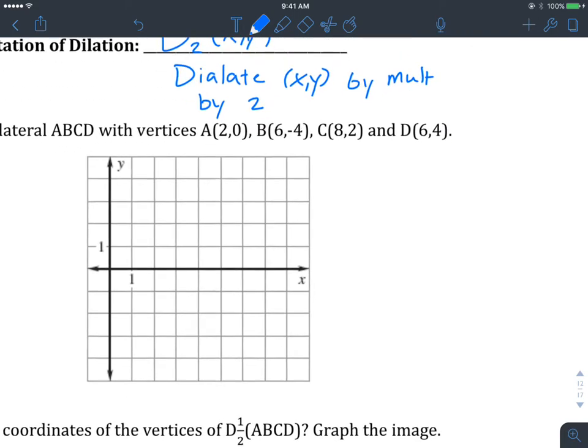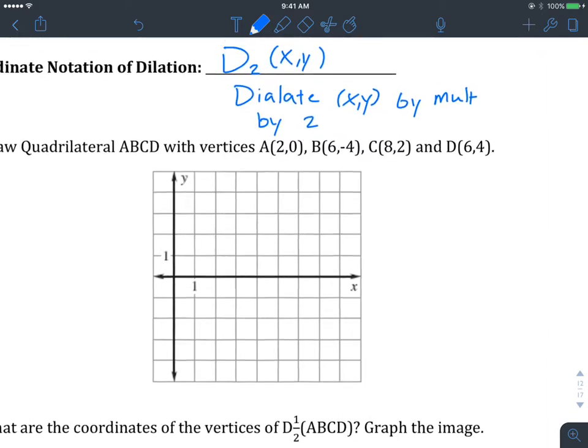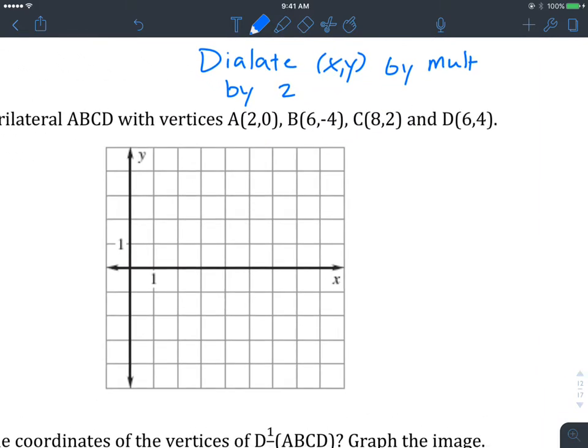So anyways, we're going to draw quadrilateral ABCD with those vertices. So 2 comma 0, there's A. B is 6 comma negative 4, I'm sorry. C is 8 comma 2. And then D is 6 comma positive 4. So actually it wound up being a point up there anyways. There you go. So I'm going to connect those.